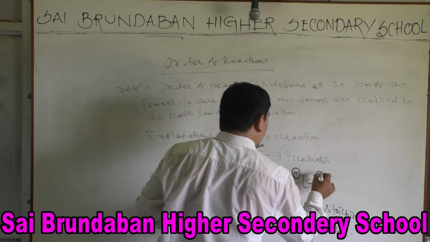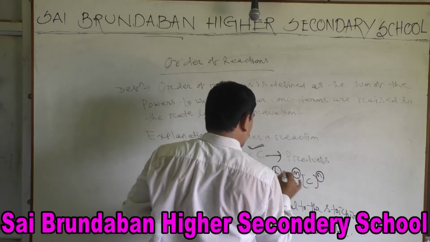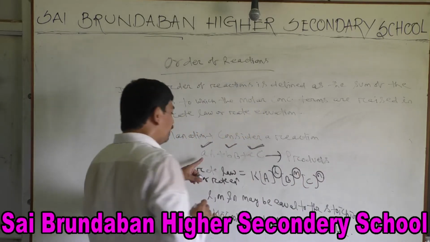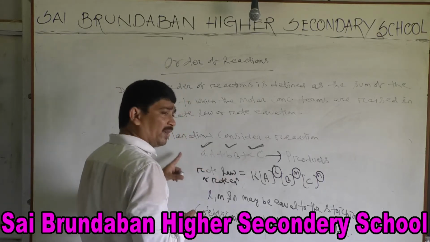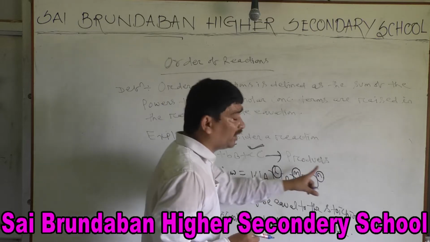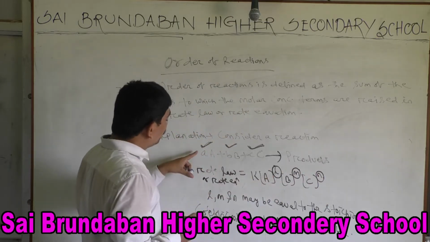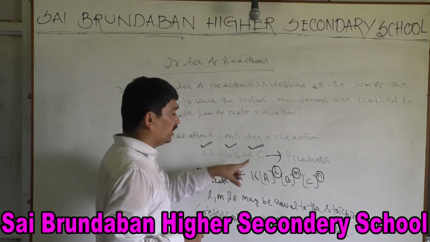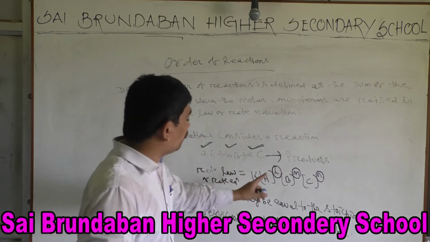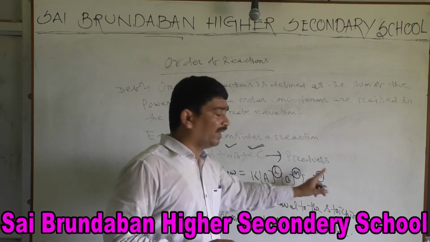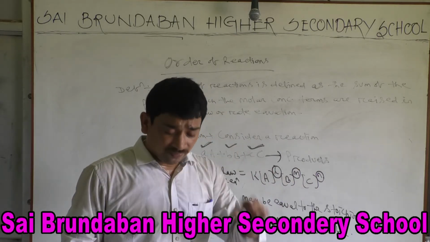L, M and N may be equal to the stoichiometric coefficients small a, small b, small c or may not be. And L, M and N cannot be greater than small a, small b, small c. They may be equal to small a, small b, small c or less than this. And we can get the value of L, M and N experimentally.